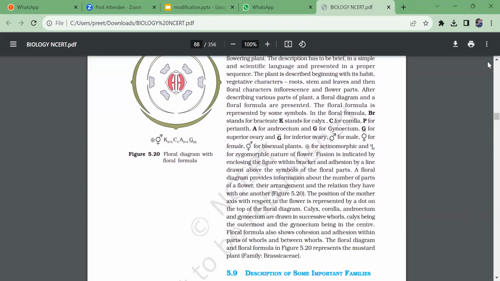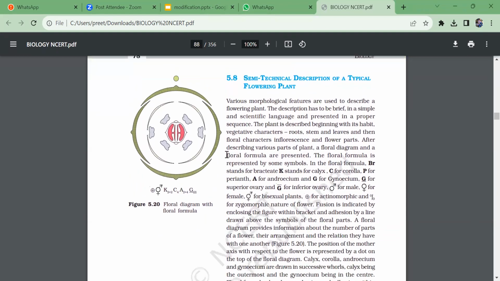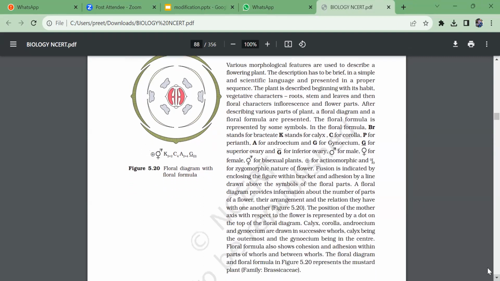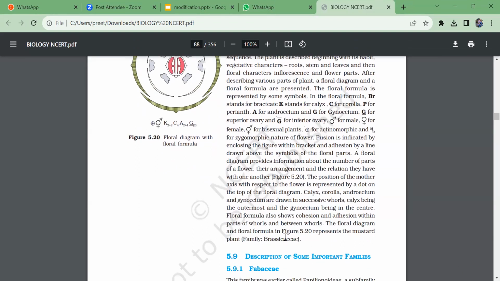First family is this picture. This kind of picture is known as a floral diagram. This is the representation of a flower. And these kinds of symbols and this part are known as the floral formula. This picture is a floral diagram. This is the floral formula. So this is the floral diagram and floral formula of Brassicaceae. Over here it is given, family Brassicaceae.